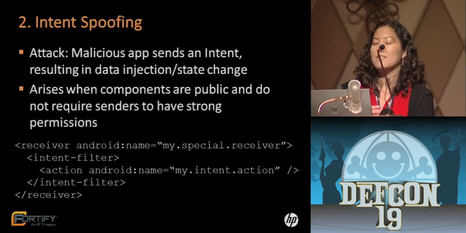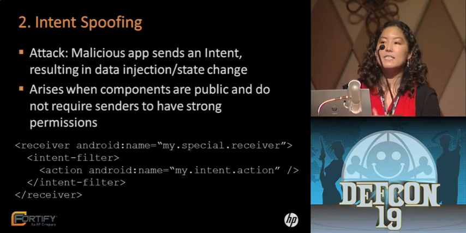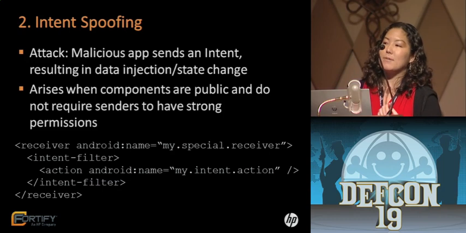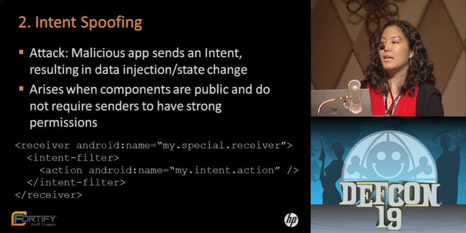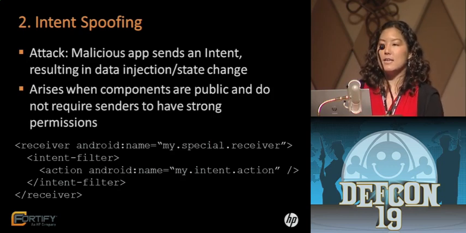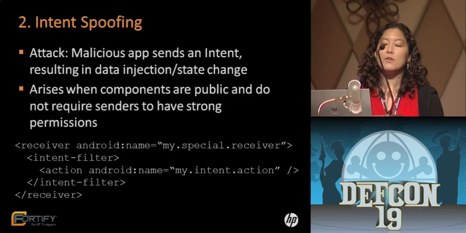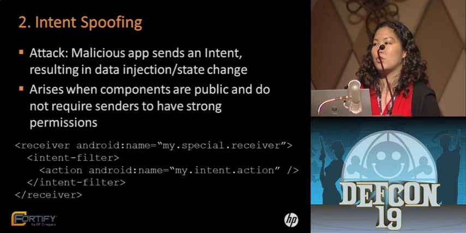Okay. So the second vulnerability we have is intent spoofing. In this attack, the malicious application is sending an intent into a legitimate application. If the legitimate application just trusts the intent and uses the data in it, that would result in data injection. If receiving that intent changes the state of the application, that can also occur. This problem arises when components are public and they don't require the senders to have any strong permissions.